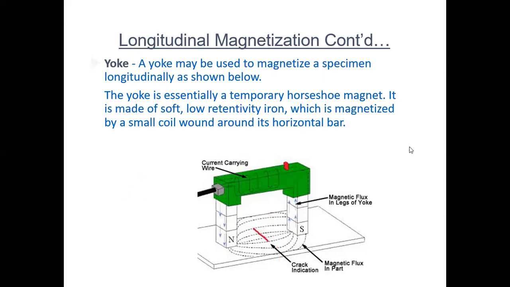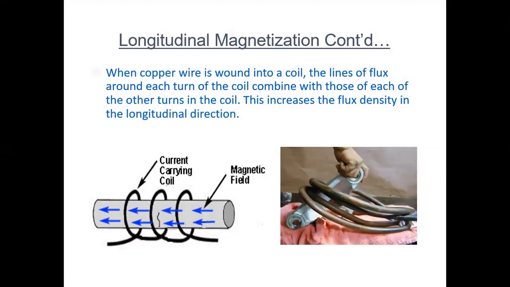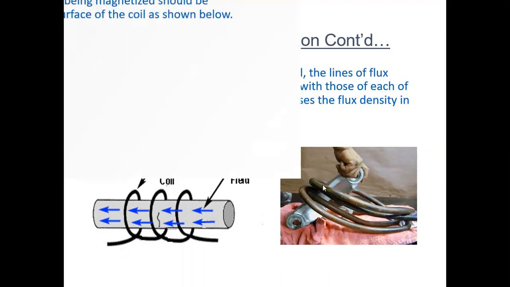This is also an indirect method, because we are not sending current to the specimen. See again this coil, here we should take care, because if you are touching the part directly to the coil, then that particular area we have to inspect next time. While doing inspection the part should never touch the coil.